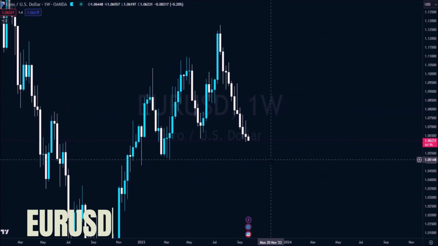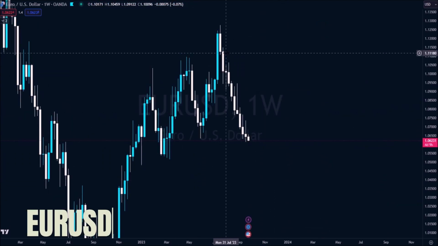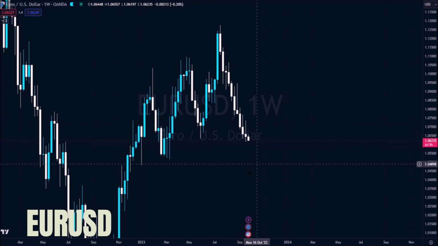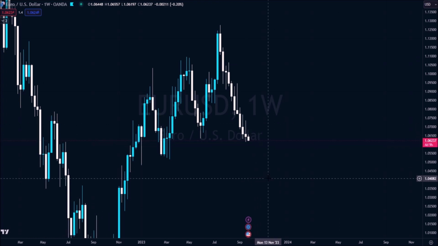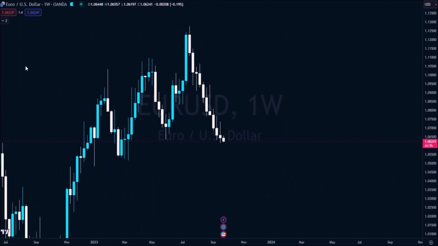So looking at euro on the weekly time frame, we can see we've had quite the number of down weeks. Every time it took out a weekly high, it gave us a nice opportunity to get into a trade.